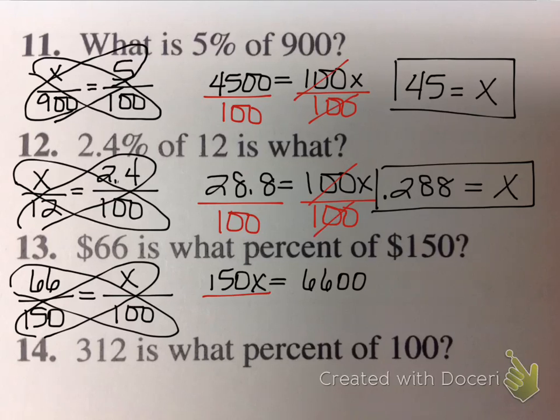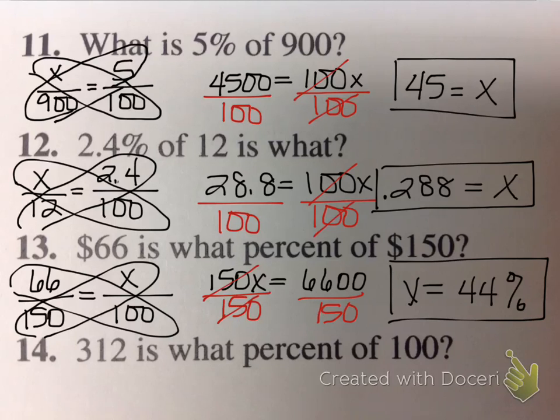Solve by division, because then my 150s cancel. So I'm going to be left with x equals 6,600 divided by 150, which is 44. And now remember, this is a percent, so let's put on our percent sign. We don't have to worry about moving our decimal point because we use the percent proportion. We already used the out of 100, so this is 44%. That's another reason why I like working with proportions. I never have to remember to move my percent because it's built into the proportion.